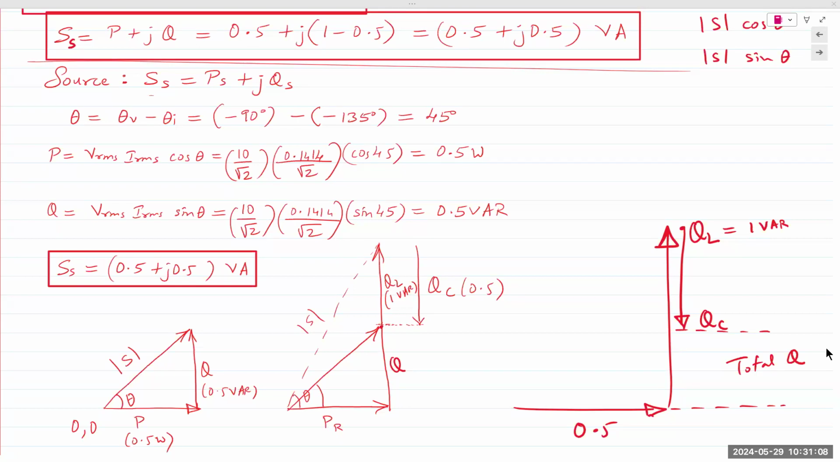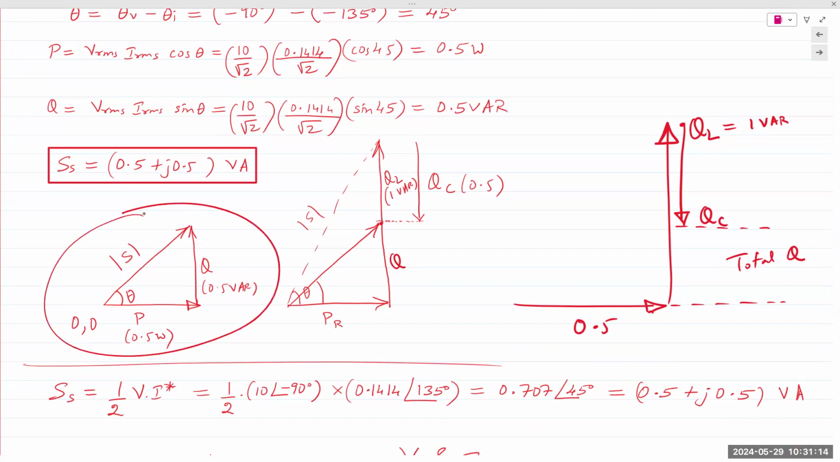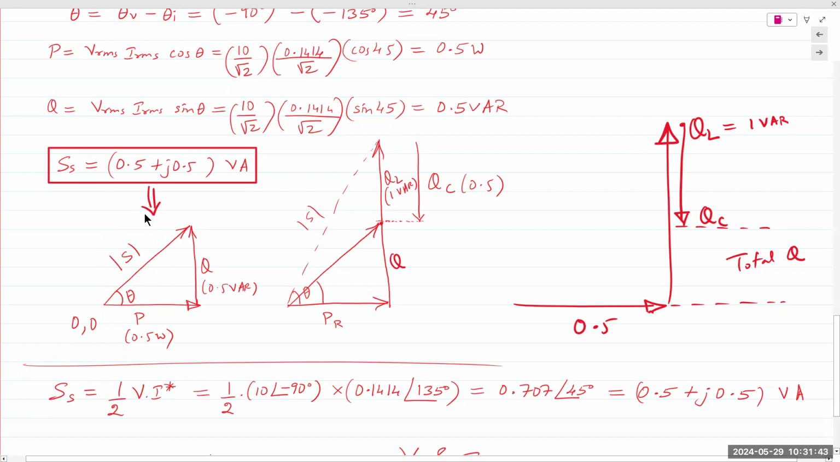Power triangles. If you take the total source power and plot those equations on the real and imaginary axis, you get the power triangle. Real power P is on the real axis, 0.5 watts. Total Q is on the imaginary axis, the y-axis, and in this case it's 1 minus 0.5, so it's plus 0.5 pointing straight up. You join those two together and you obtain the magnitude of S. The magnitude of S is also known as apparent power. Let me actually write it out here.